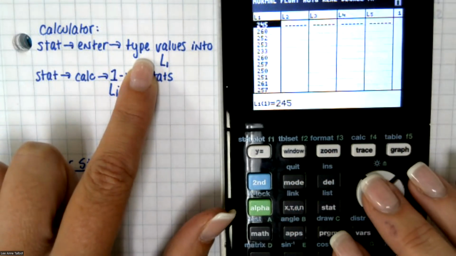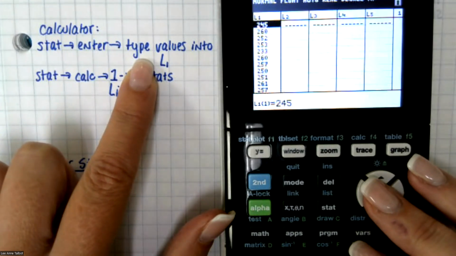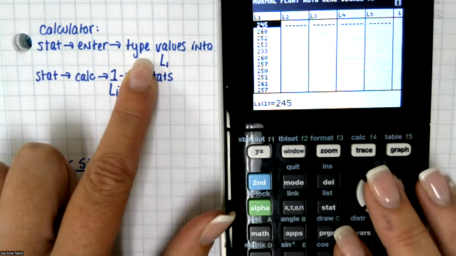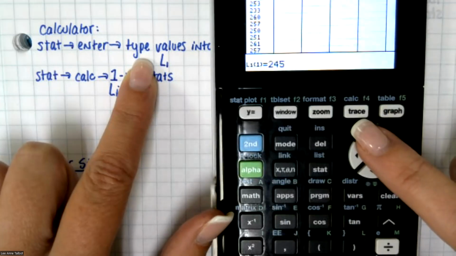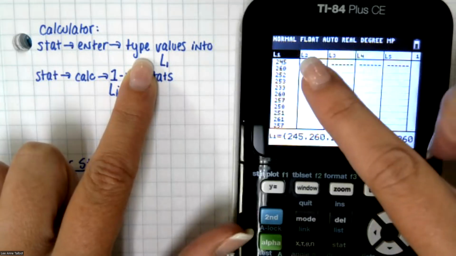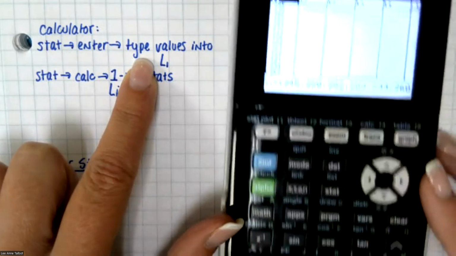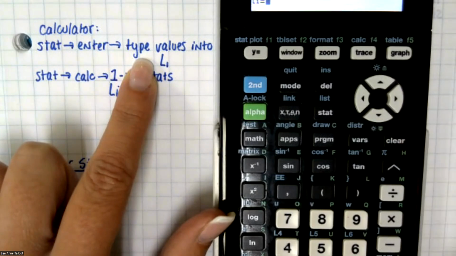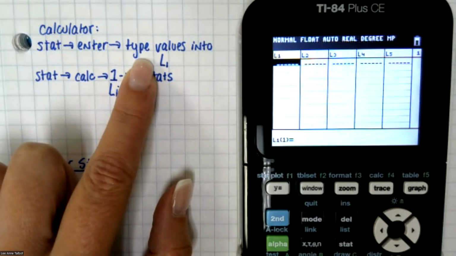Everybody watch though, because you're going to have to do number 102 in a few minutes, which is going to require you to type a different set of numbers in group B. What you do is you take your up arrow and you arrow up to the top so that L1, the top of it's highlighted, and then you hit clear, enter. So scroll up to the top, clear, enter, and that will clear out all of your numbers.